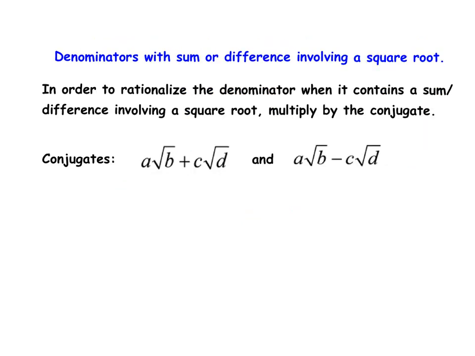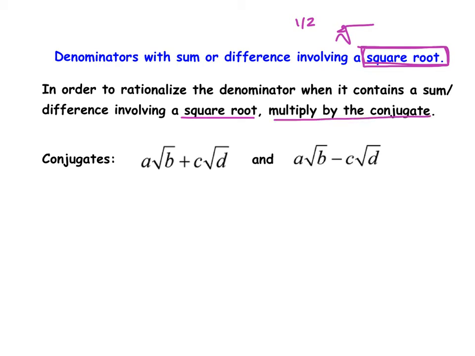Now the last thing we're going to talk about here is what we do when we have a sum or difference involving a square root in a denominator. Now this focuses specifically on square roots, so this is something that is to the power of 1/2 or has a 2 for its root. So this is a very specific strategy. But what we can do is that if we have a sum or a difference involving a square root in our denominator, we can multiply by something called the conjugate.